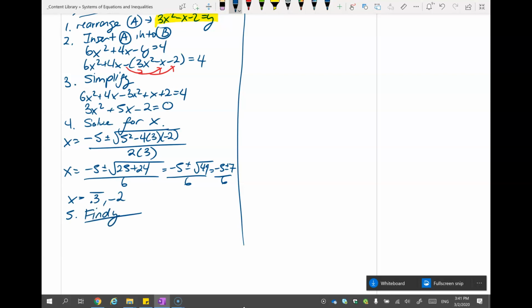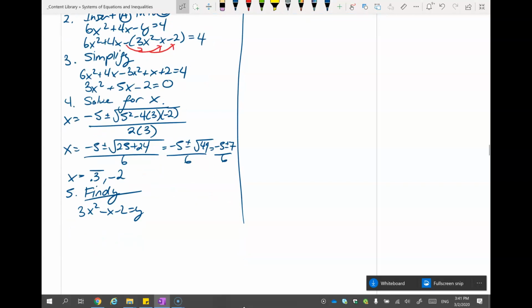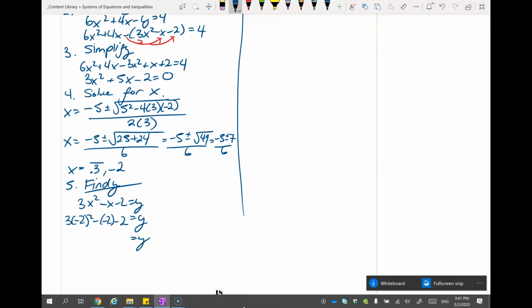And we can use a highlighted A from the first step there. So we have 3x squared minus x minus 2 is equal to y. And we have two different x's. So we can do -2 first, and then simplify. So you have 3 times 4 plus 2 minus 2, which is 12. So that's one point of -2, 12.